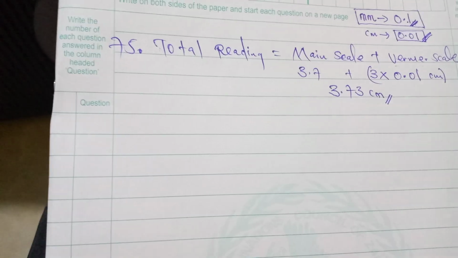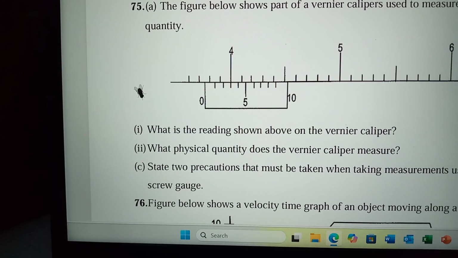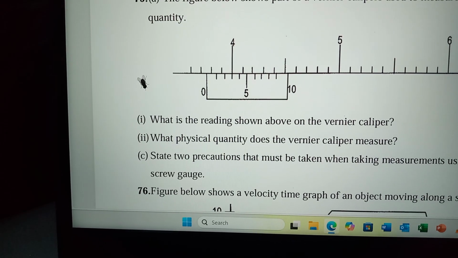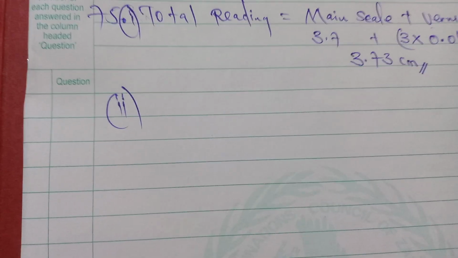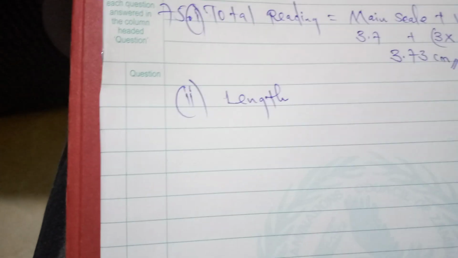So we proceed. They are saying, what physical quantity does the vernier caliper measure? So that is length. That is the physical quantity, which is length. So we proceed to the next one.